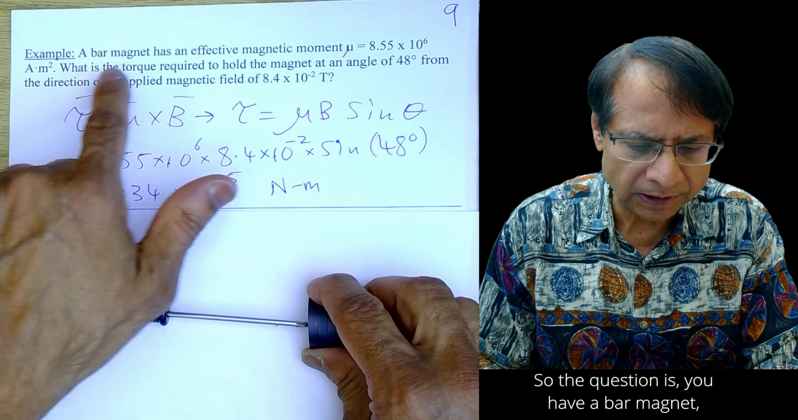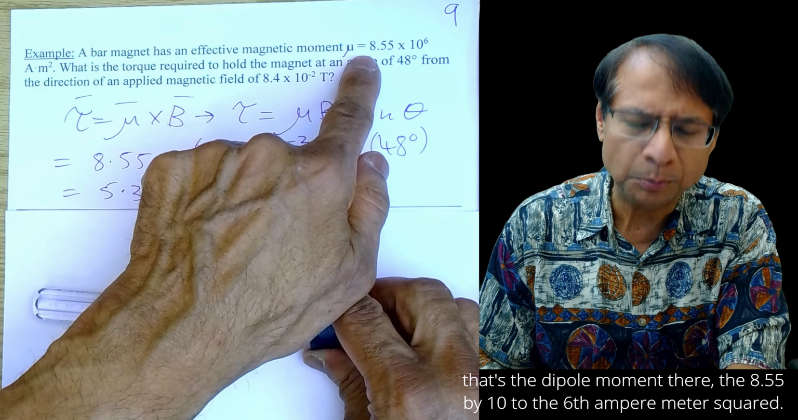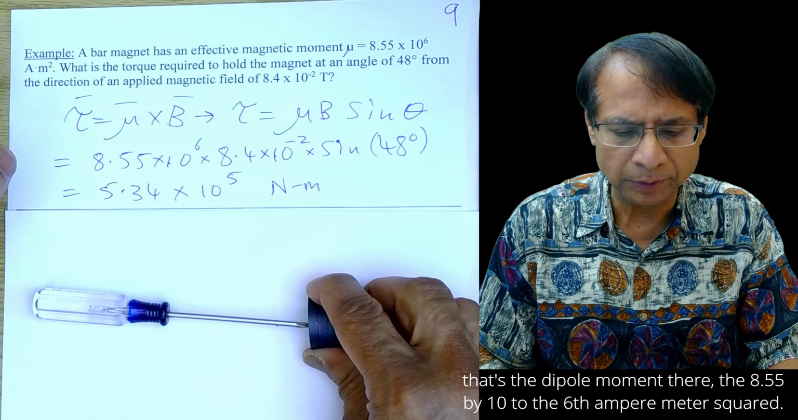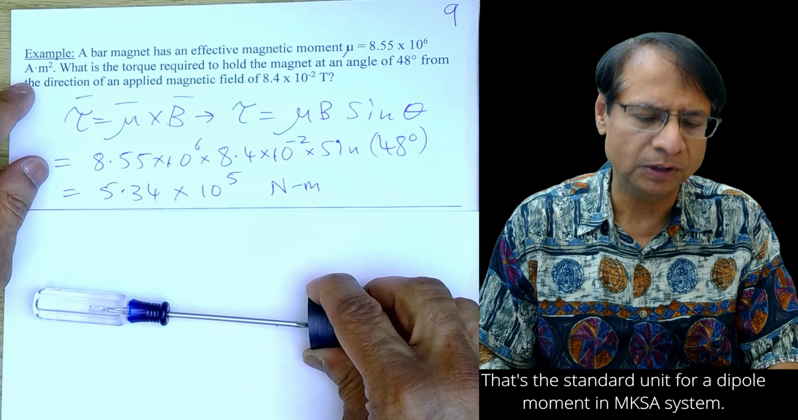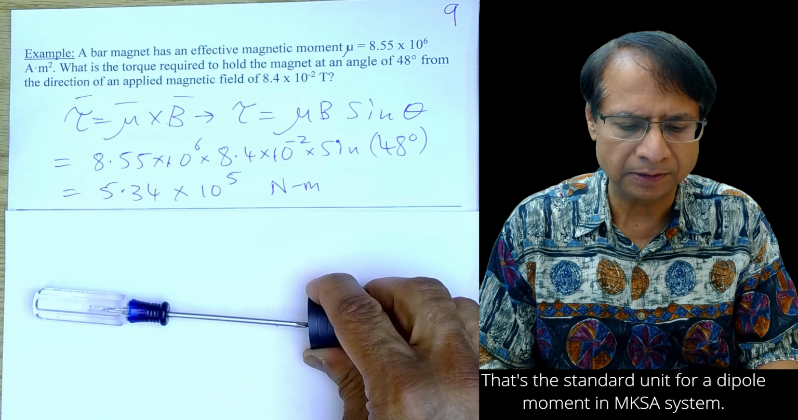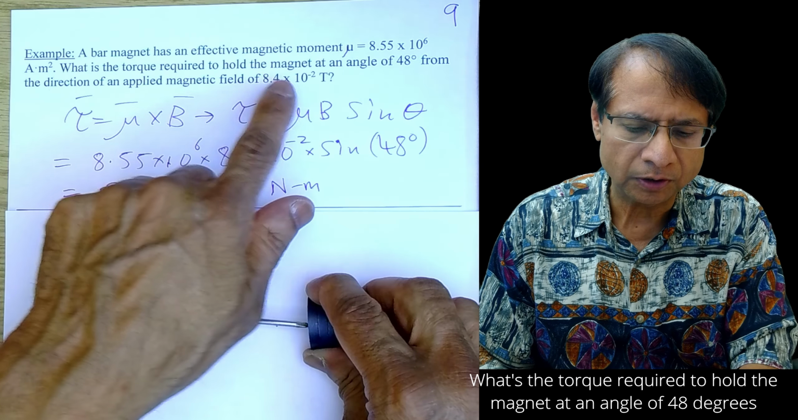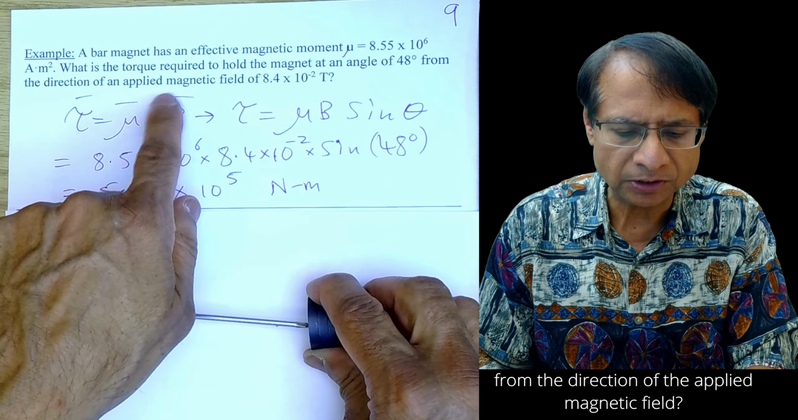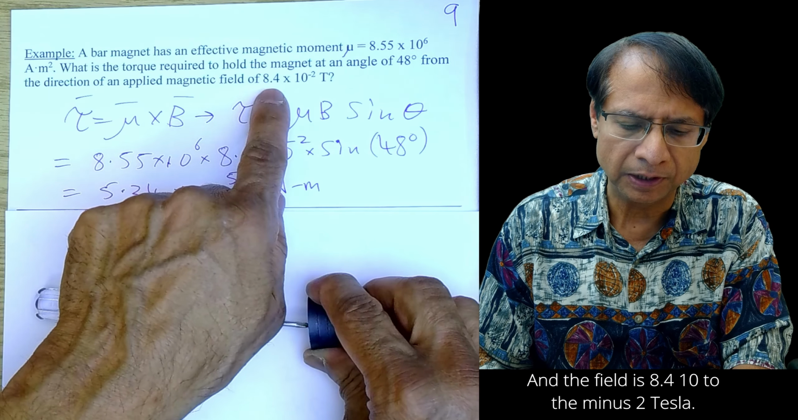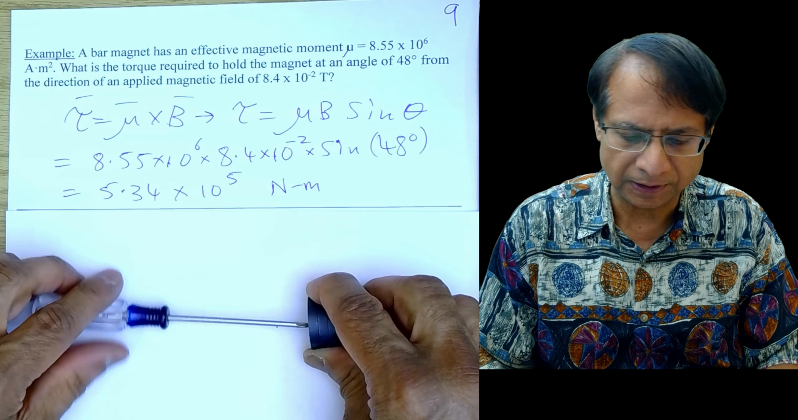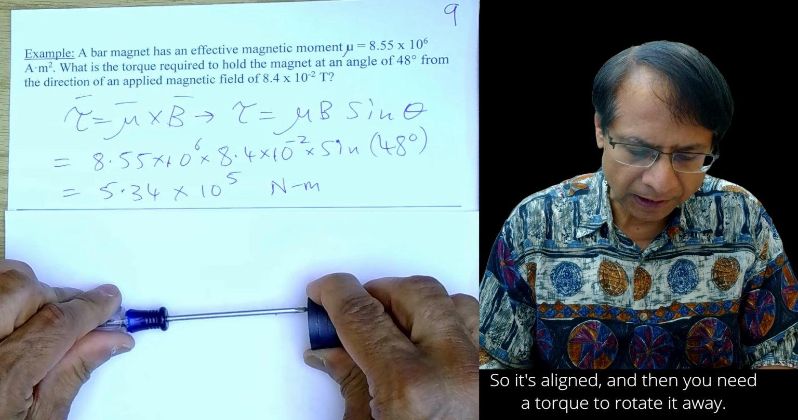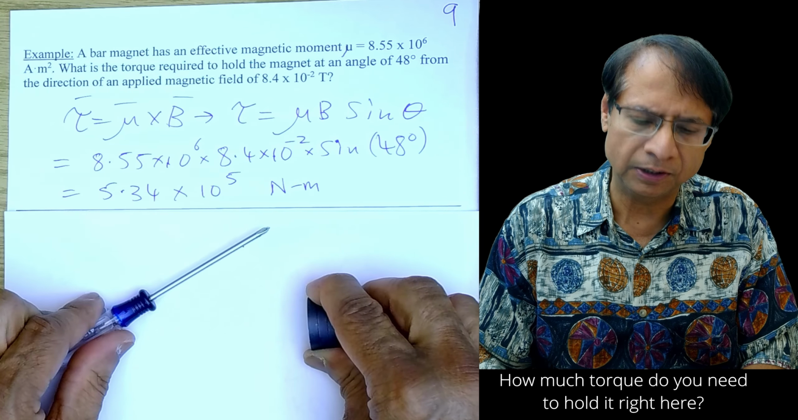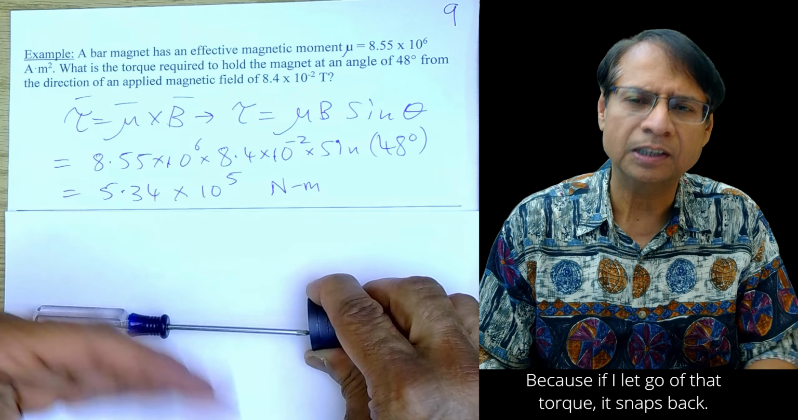So the question is, you have a bar magnet, that's the dipole moment there, 8.55 times 10 to the 6 ampere meter squared. That's the standard unit for a dipole moment in the MKSA system. What's the torque required to hold the magnet at an angle of 48 degrees from the direction of the applied magnetic field? And the field is 8.4 times 10 to the minus 2 Tesla. So it's aligned, and then you need a torque to rotate it away. How much torque do you need to hold it right here? Because if I let go of that torque, it snaps back.